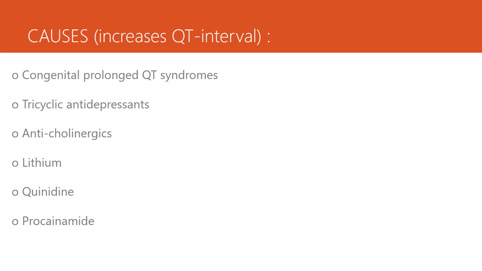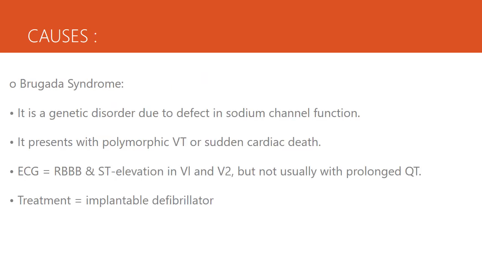What are the causes of increased QT interval? It can be congenital prolonged QT syndromes, and some medications like tricyclic antidepressants, anticholinergics, lithium, quinidine, procainamide; these all can increase the QT interval. Brugada syndrome is another genetic cause of prolonged QT interval.